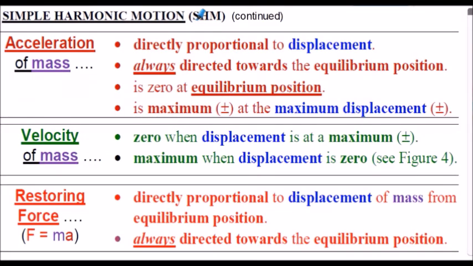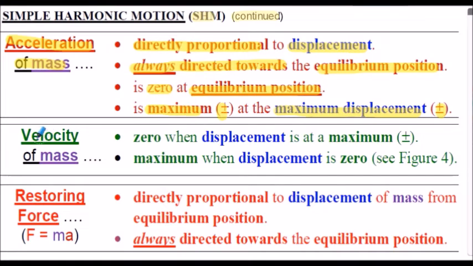Simple harmonic motion theory continued. So the acceleration of our mass has the following characteristics. It's always directly proportional to the displacement from the mid position. The acceleration is always directed towards the equilibrium position. The acceleration is zero at the equilibrium position, and the acceleration is a maximum in the positive and negative sense at the maximum displacement in the positive and negative sense.